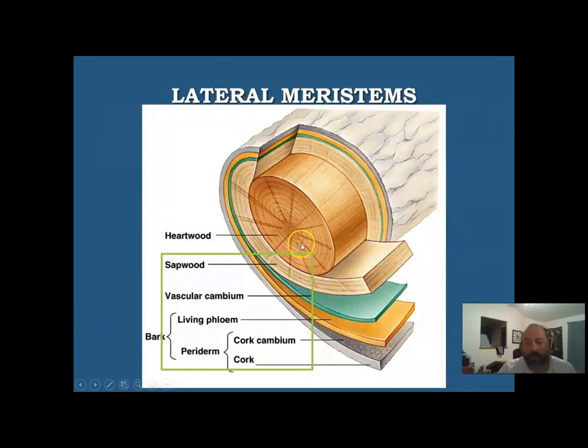So here is our lateral meristems, and we're gonna focus on this whole area right here, that vascular cambium. That's our layer of growth. And we've got our bark.